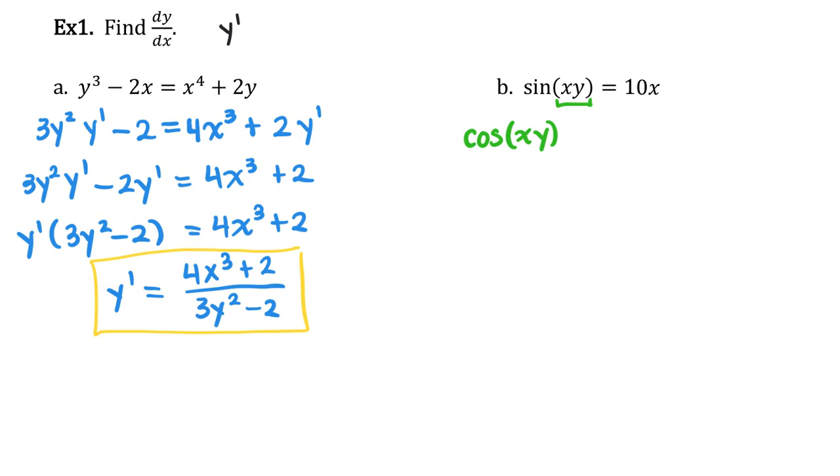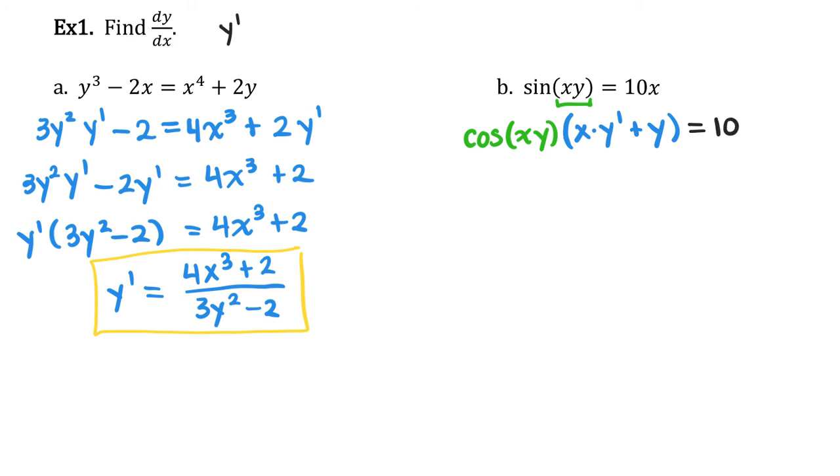Okay, so the derivative of xy. Product rule is going to be x times the derivative of the second thing, I'll call it y prime, plus the second thing times the derivative of the first thing. The first thing is just x. The derivative of x is 1. Equals the derivative of 10x, which is just 10.